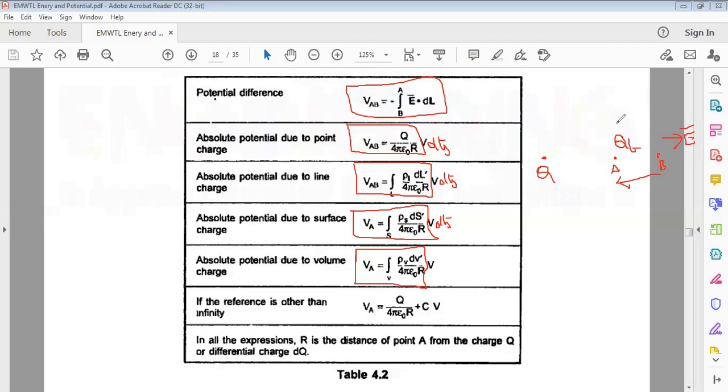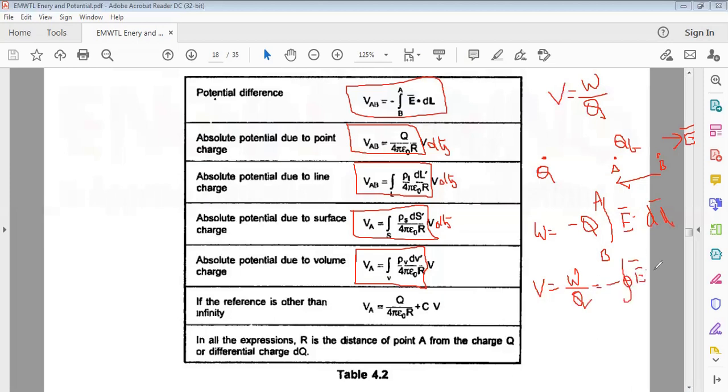That is nothing but the work done. Work done per unit charge is nothing but the potential. V is equal to work done per unit charge. W is equal to minus Q times the integral from B to A, initial value to final value, of E bar dot dL bar. Work done per unit charge is the potential, so W by Q is equal to minus the integral of E bar dot dL bar.